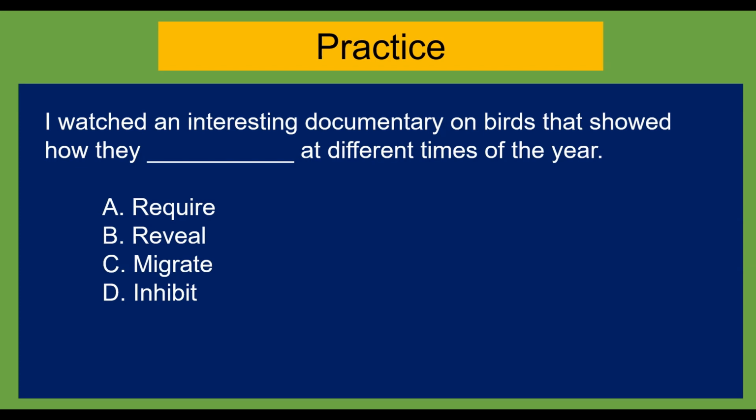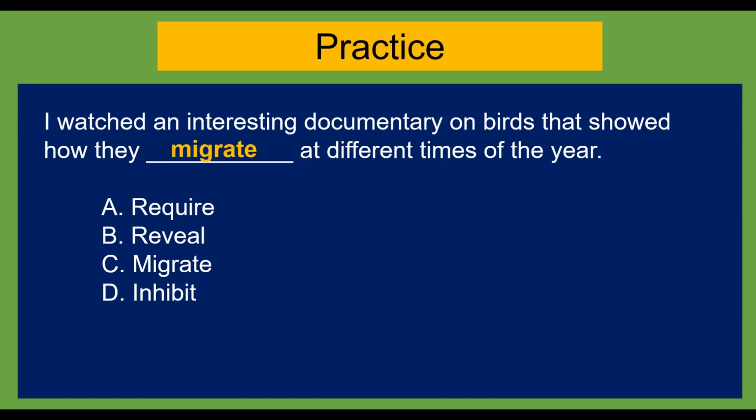All right, very good. Now we're going to try a little bit more practice. We'll do some multiple choice questions. I watched an interesting documentary on birds that showed how they, at different times of the year, require, reveal, migrate, inhibit. So think about what birds do every year. They move from one place to another place because of the weather. So letter C, migrate. That's the correct answer here.